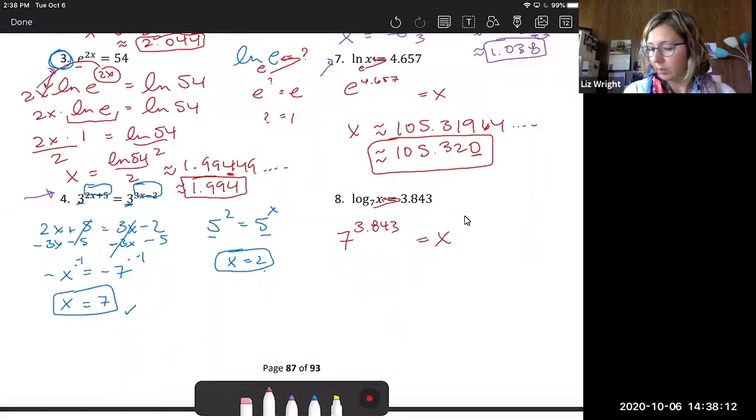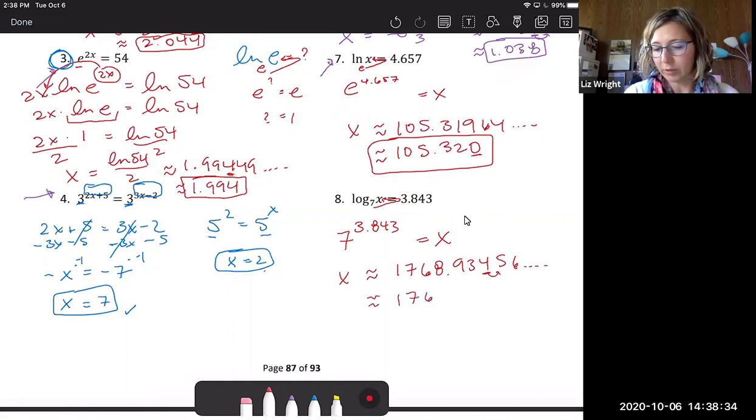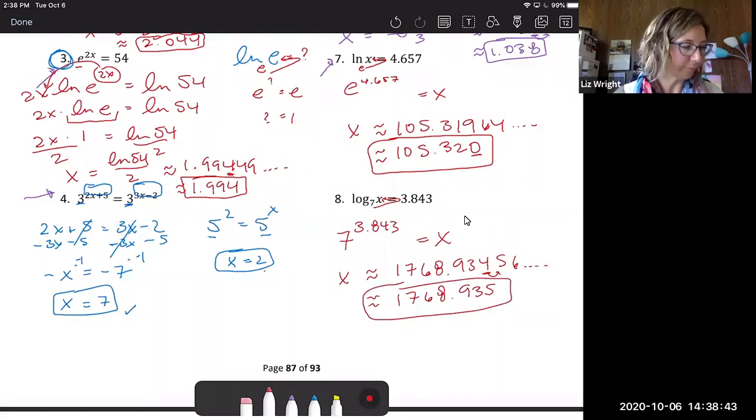7 to the 3.843 in my calculator is giving me x is approximately 1768.93456. Too bad it doesn't go 7. Wouldn't that be fun? All right, tenths, hundredths, thousandths. And then it's going to be approximately 1,768 and 935 thousandths for that one. Flip the page.